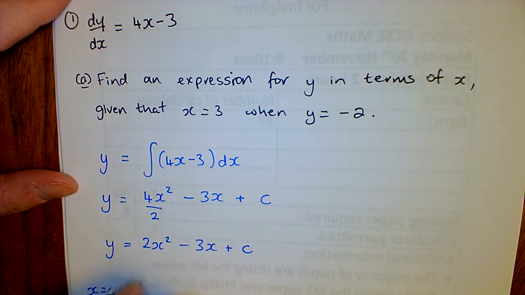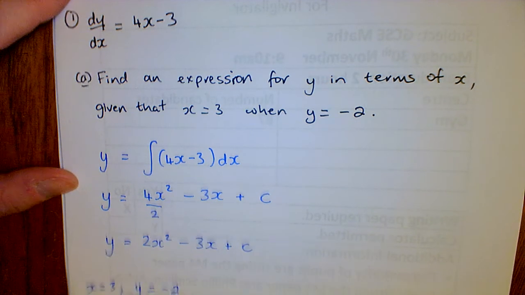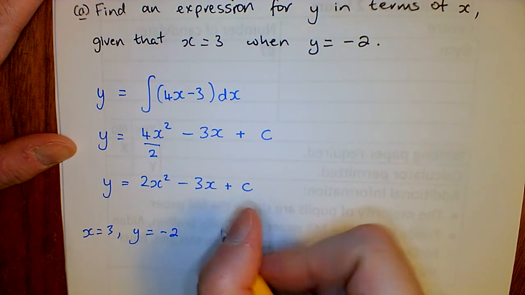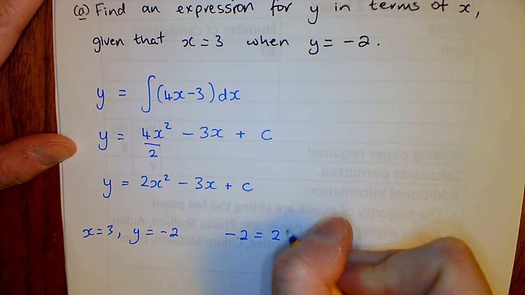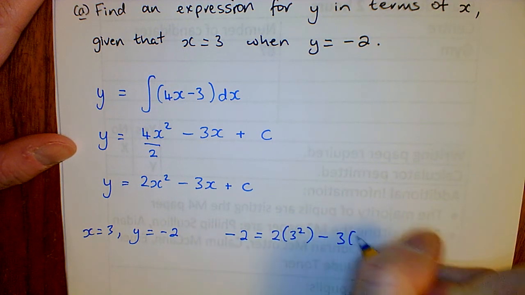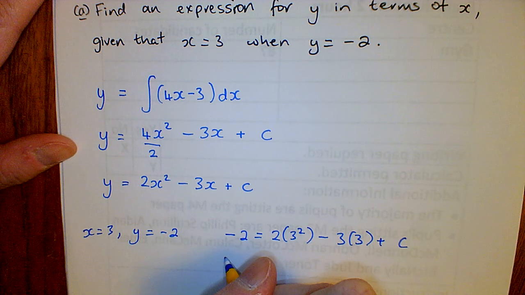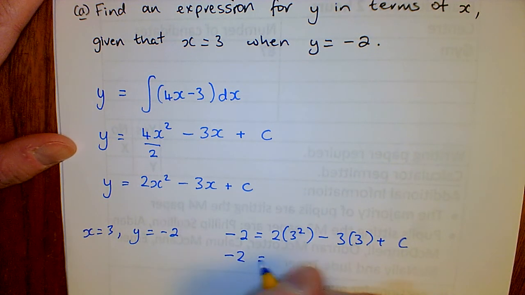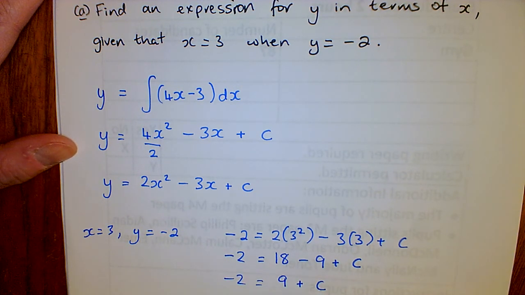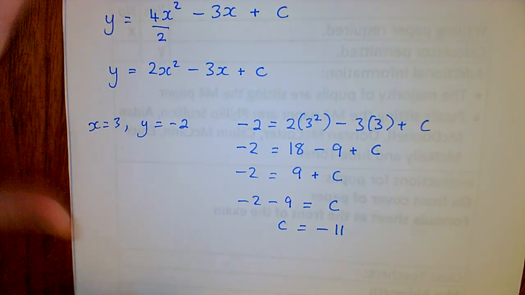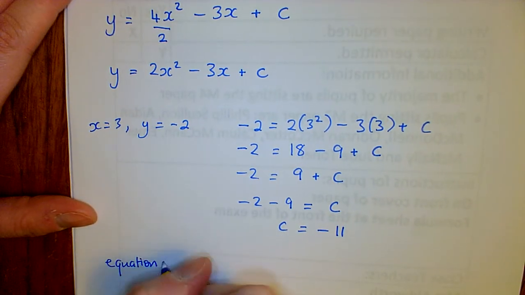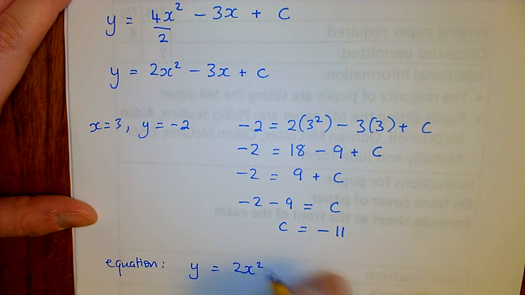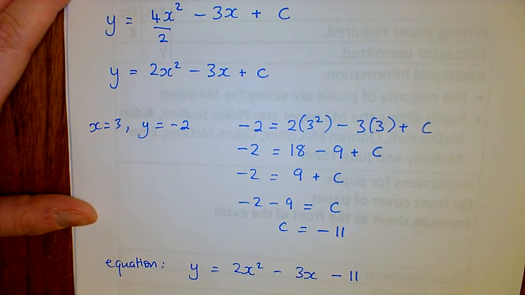So when x is 3, y is minus 2, so put that into our expression here. So we have minus 2 equals 2 times 3 squared minus 3 times 3 plus c. And you end up then with an equation to solve. So that's 18 minus 9 plus c. So we solve to get that c is minus 11. So then our equation is y equals 2x squared minus 3x minus 11.